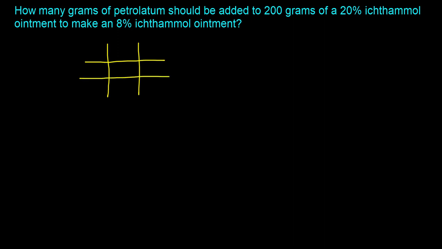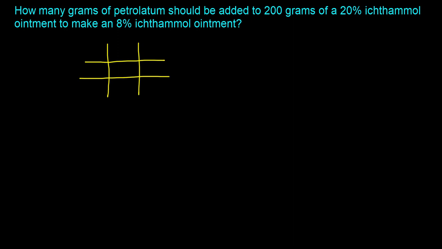So now let's analyze the question more closely to find out exactly how we should proceed. In the question we have 200 grams of a 20% H-mol ointment, and we want to make 8% H-mol ointment. So what it means is that the third component should have a concentration that is lower than the 8% H-mol ointment for this to work.